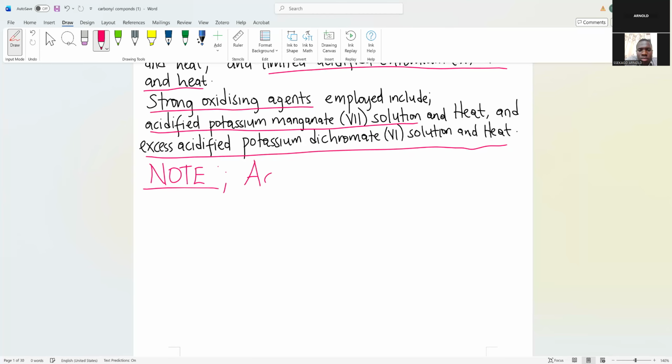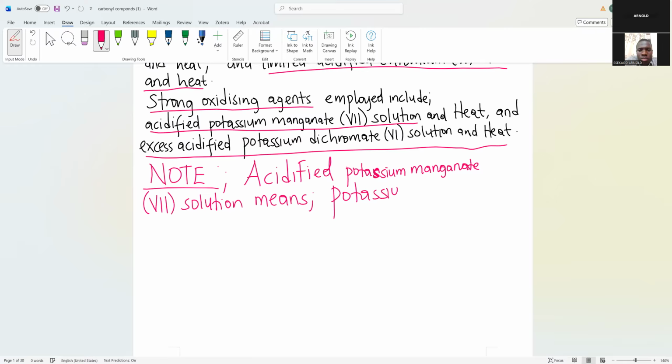When I say acidified potassium manganate 7 solution, it means potassium manganate 7 solution acidified with dilute sulfuric acid.